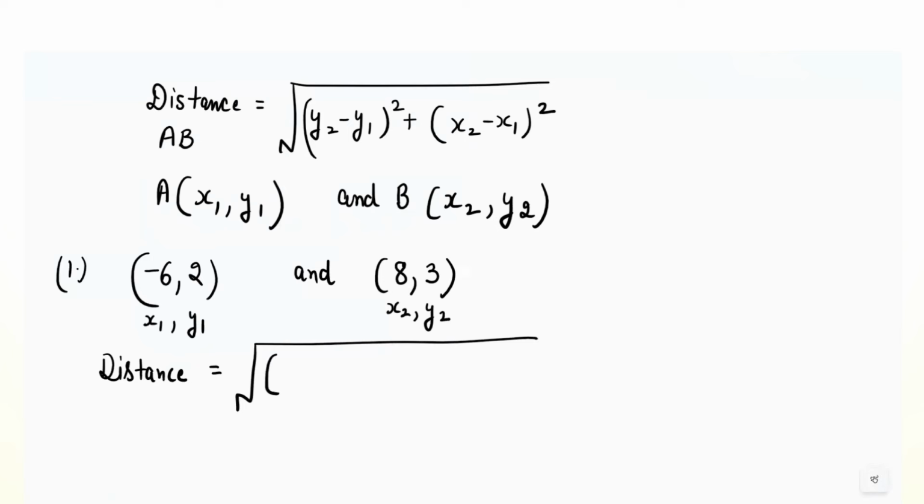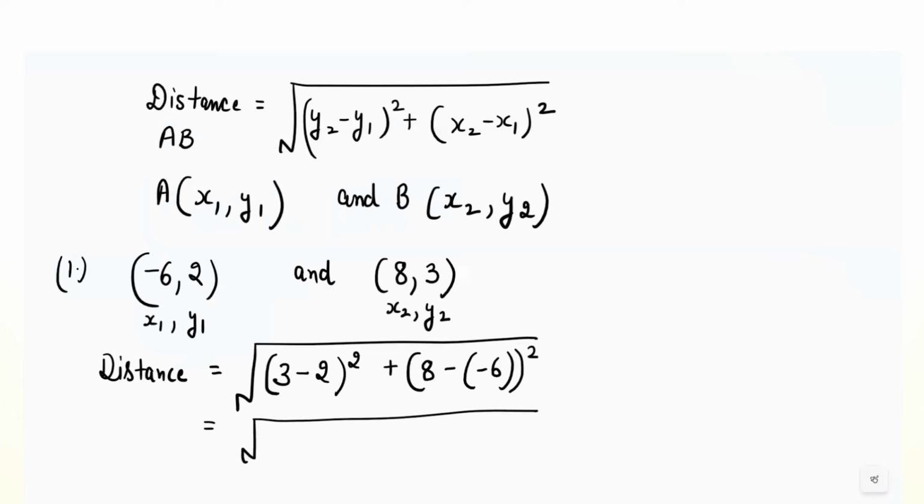So y2 here is 3, minus y1, which is 2, and its whole square, plus x2 here is 8, minus x1, which is -6. If we have a negative outside and the number inside is also negative, we always have to put a bracket and the whole square. If I solve this, we get 3 minus 2 is 1, whole square, plus, here we first have to open the bracket.